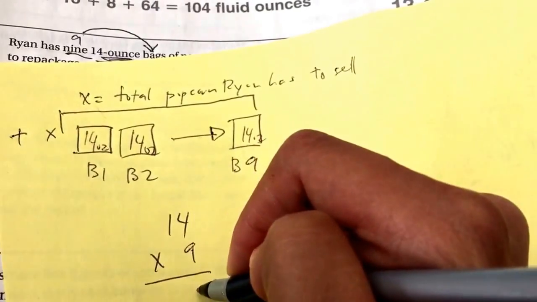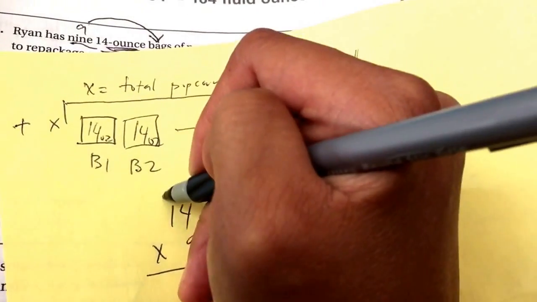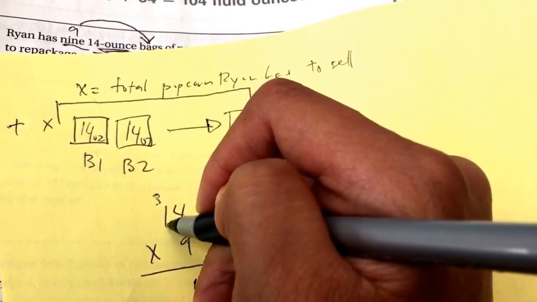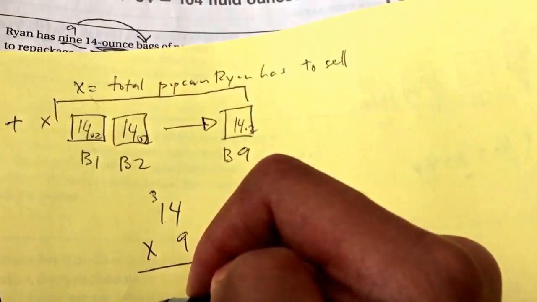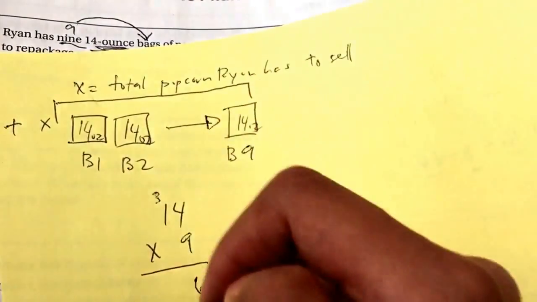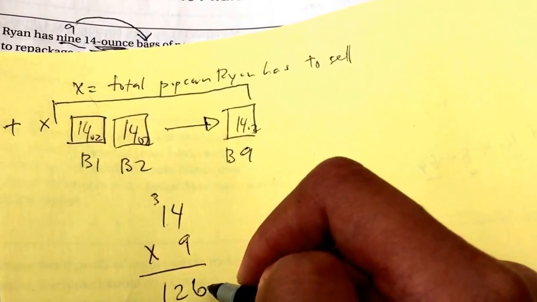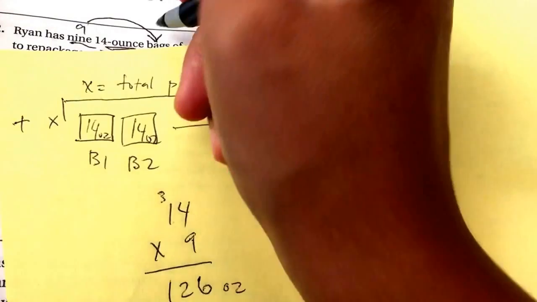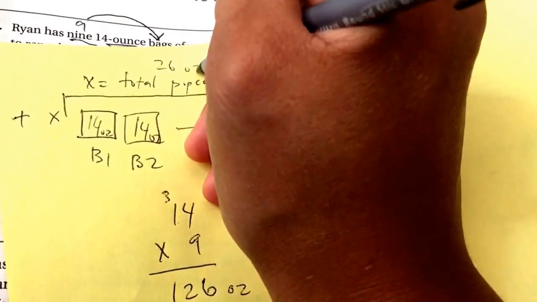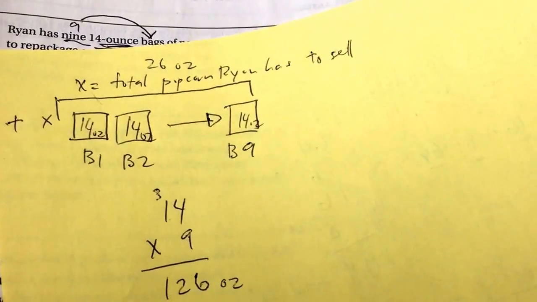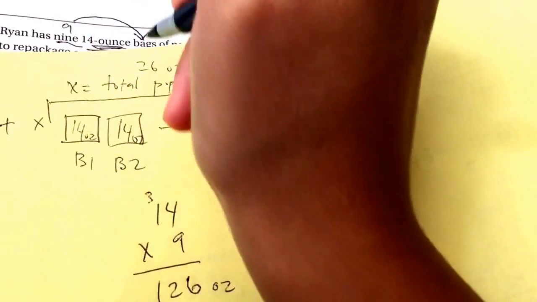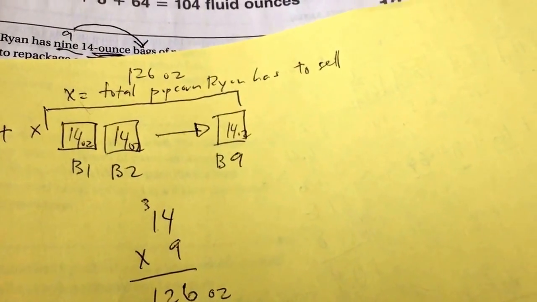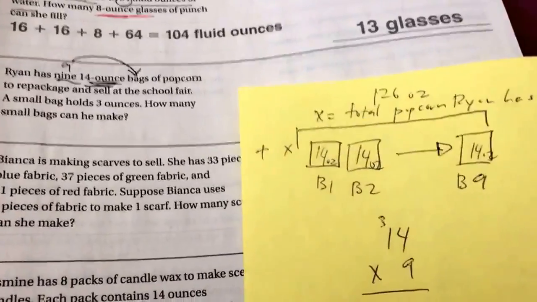9 times 4 is 36. The 6 is going to go here. The 3 gets regrouped. 9 times 1 is 9, plus 3 is 9, 10, 11, 12. So we have 126 ounces of total popcorn that Ryan has to sell. Oops, I forgot the 1 in front of 126. He has 126 ounces of popcorn to sell altogether.